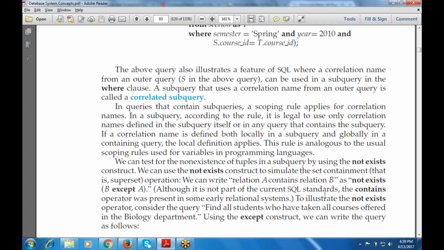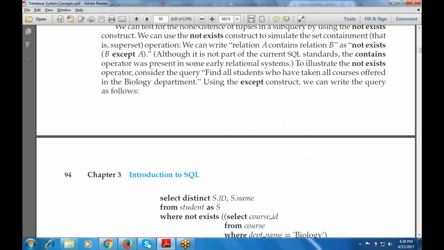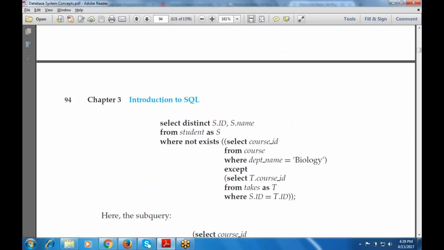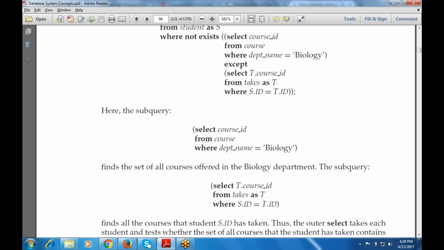There is a not exists construct; not exists simulates the except operation. So select distinct S.ID, S.name from student as S where not exists (select course ID from course where department name equals biology, except select T.course ID from takes as T where S.ID equals T.ID).